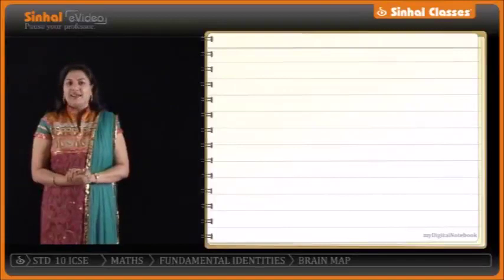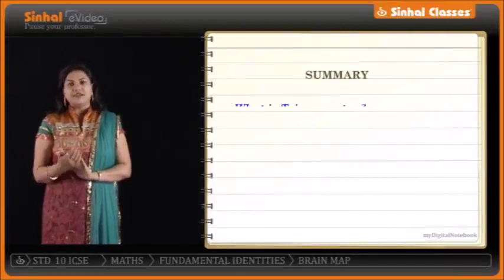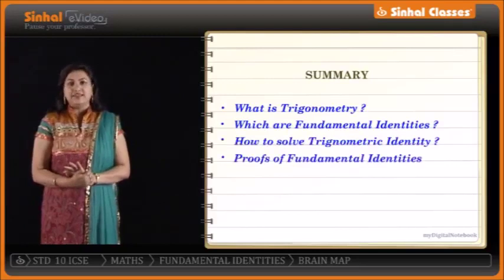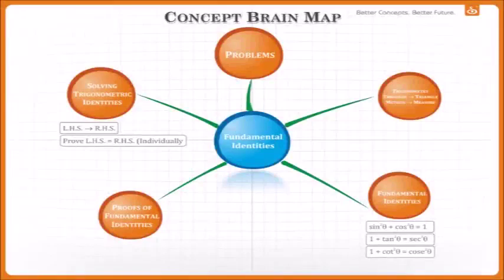Now let's look at the brain map of this topic. We have now seen what is trigonometry, which are the fundamental identities, the proofs of the fundamental identities, how to solve a trigonometric identity. Let's revise them at a glance. What is trigonometry? Trigonon means triangle, metron means measure. So trigonometry is the measure of the sides and angles of a right-angled triangle.